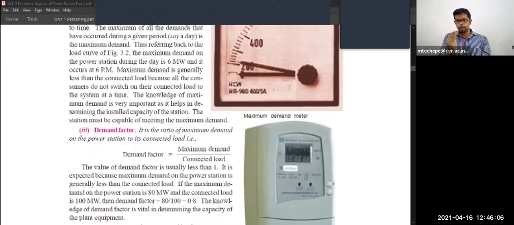So generally, in a substation, they will not go beyond a demand factor of 1. It will be less than 1, that is 0.95, 0.8, 0.9, like that. If it is less than 1, that particular power station is operating correctly. If it is greater than 1, your connected load is high and the generation is less. In that case, the entire substation might collapse, and usually it should not be like that. Okay, that's what I need to tell.